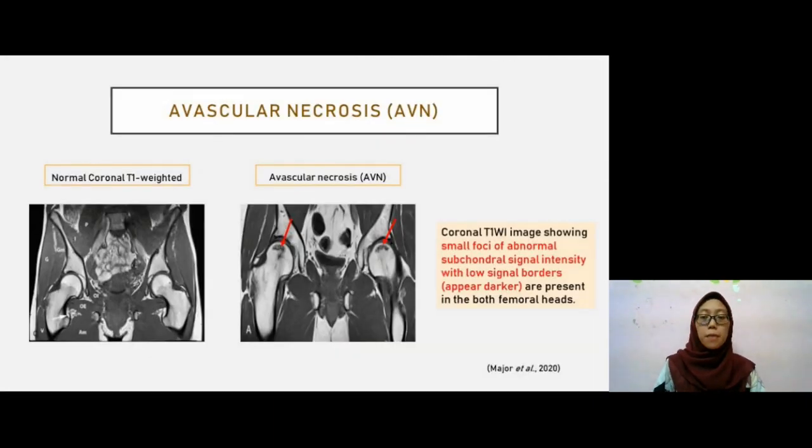For image appearance of avascular necrosis, as we can compare from the normal coronal T1 weighted, there is no dark appearance, but in the coronal T1 weighted with avascular necrosis, the image shows small foci of abnormal subchondral signal intensity with low signal borders, which appear darker, present in both femoral heads.